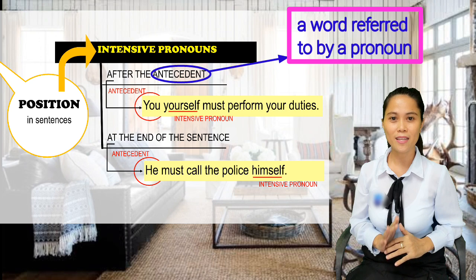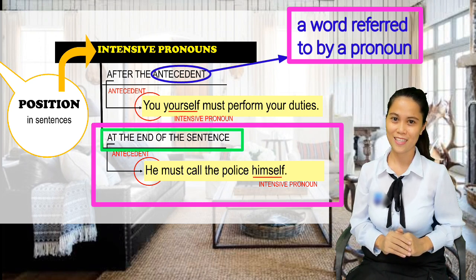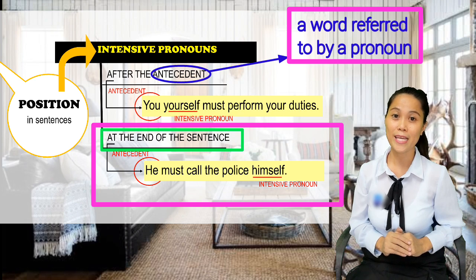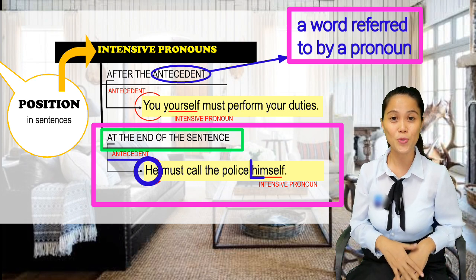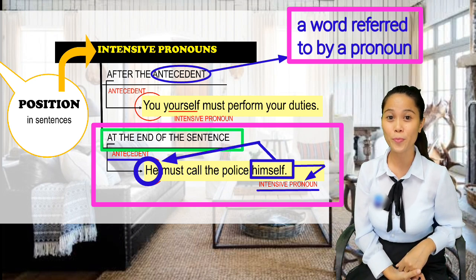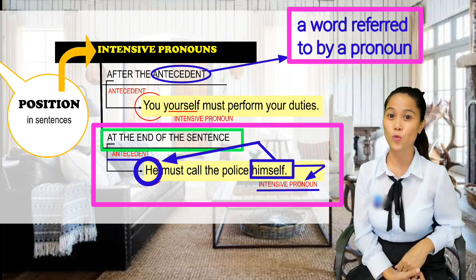You can also find the intensive pronoun at the end of the sentence. For example, he must call the police himself. He there is the antecedent, and the intensive pronoun himself refers to he, not the police. So there is no other person who should call the police but he himself. Our subject should do the calling of the police himself. So that's where you can find the intensive pronoun.